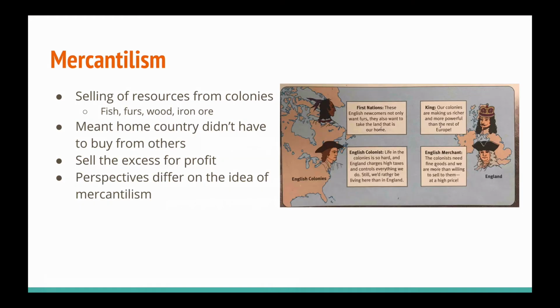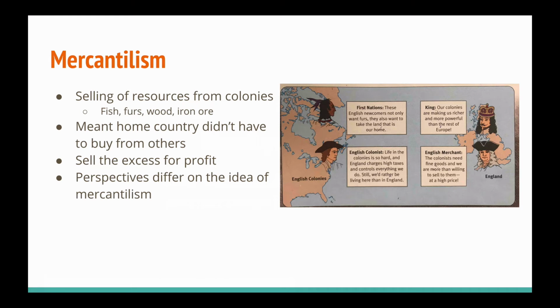What is mercantilism? It's the selling of resources from colonies. So the colonies were selling their resources. Well, the colonies weren't selling their resources. The home country was selling the resources. The colony was supplying those resources. The fish, furs, the wood, iron ore, everything that the colonies were producing, the home country was selling.